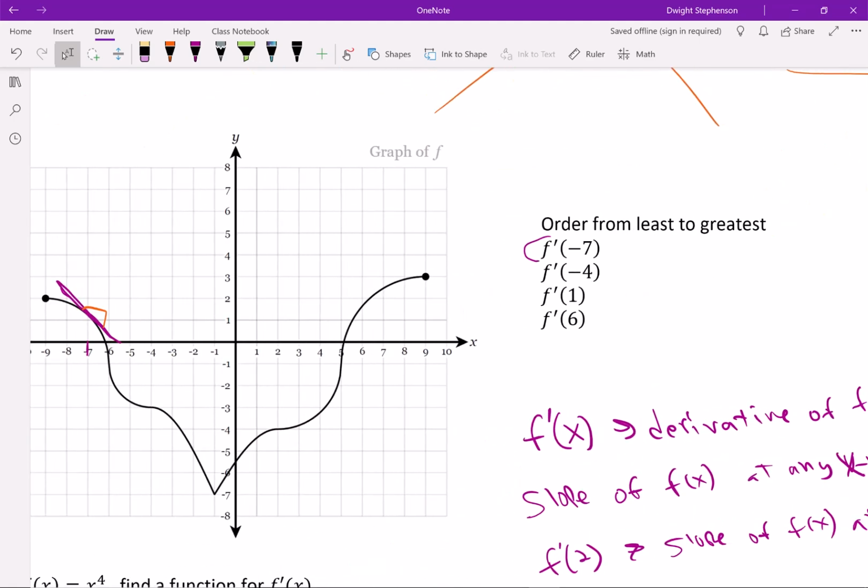At -7, the slope of this function is negative. So I'm going to write that as this: this one is less than 0. Less than 0 are negative numbers. If I go to f prime of -4, that's here.